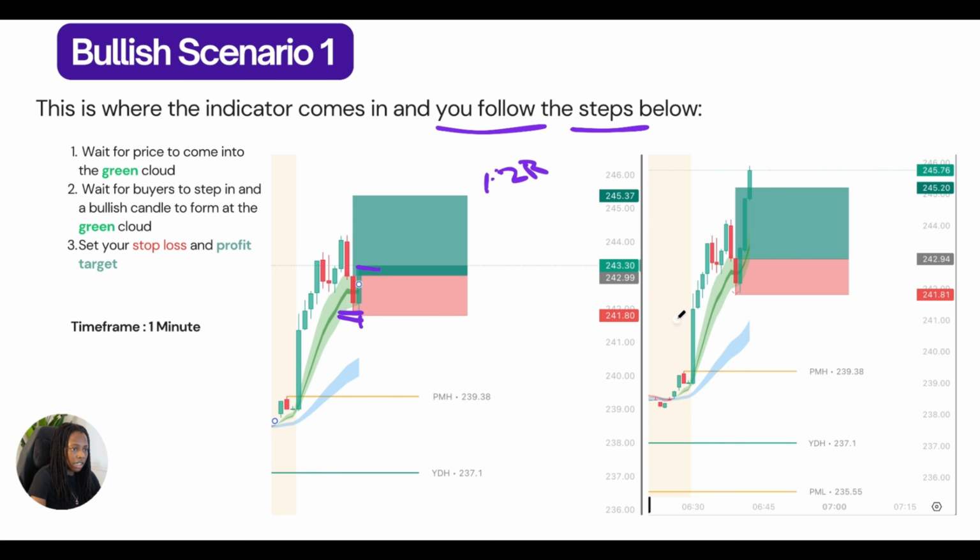So here you can see the outcome of this trade is that buyers then stepped in because, like I said earlier, they act as support in an uptrend and resistance in a downtrend. And then you're able to capture this trade. This scenario 1 is actually my favorite one because you're catching the trend and the move really, really early. And for it to hold the green cloud, it shows that buying is really strong and it will most likely continue.